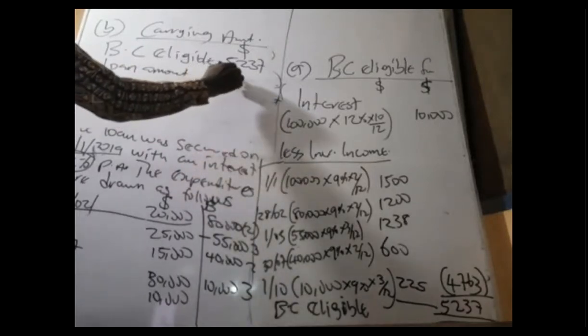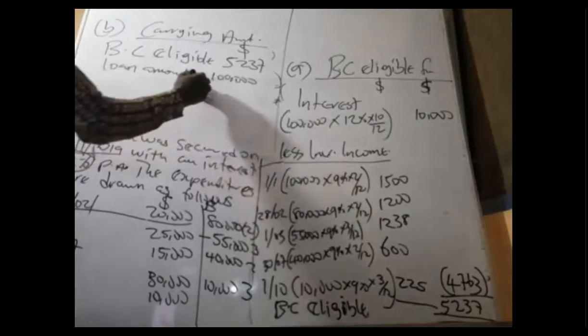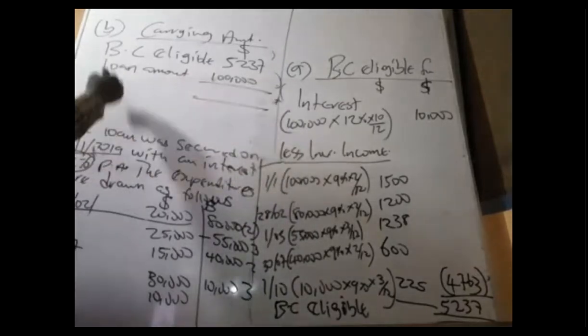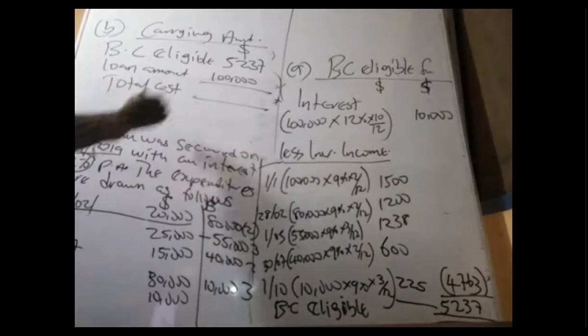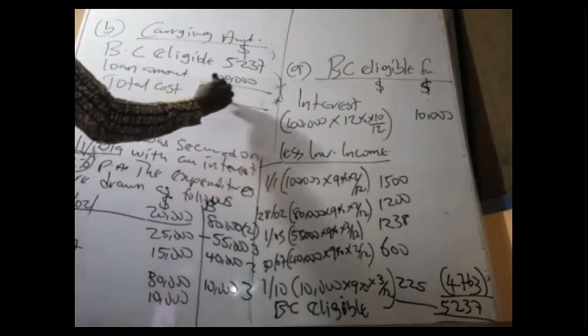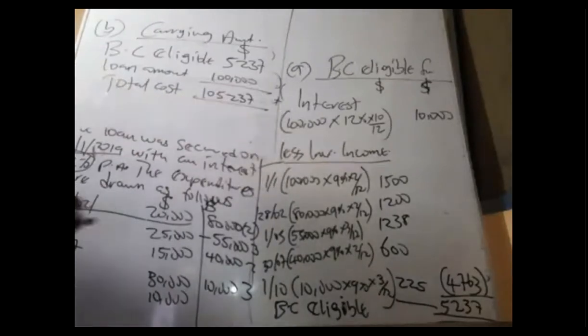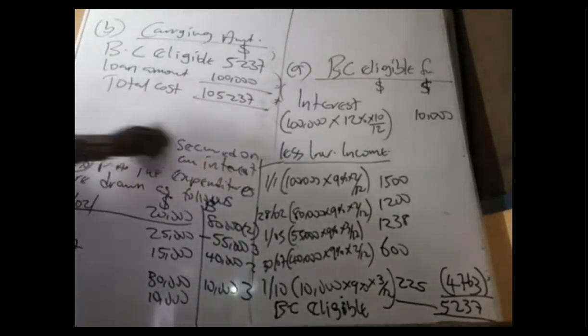First, we bring the borrowing cost eligible for capitalization in dollars. We had $5,237. Then bring the loan amount, which was $100,000. So therefore, the total cost of the asset, which is the same as the current amount right after construction, becomes 105,237. That is what we can look out for.